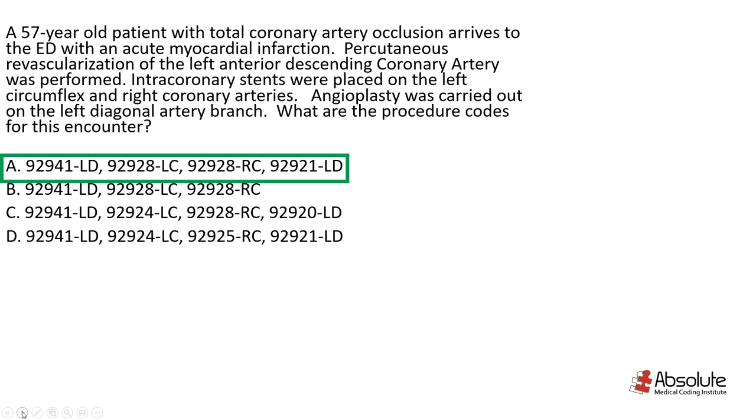92941 with LD modifier, 92928 with an LC modifier, 92928 with an RC modifier, 92921 with an LD modifier. Your keywords: total coronary artery occlusion, acute myocardial infarction, percutaneous revascularization, left anterior descending coronary artery, intracoronary stents placed on the left circumflex and right coronary arteries, angioplasty, left diagonal artery branch.